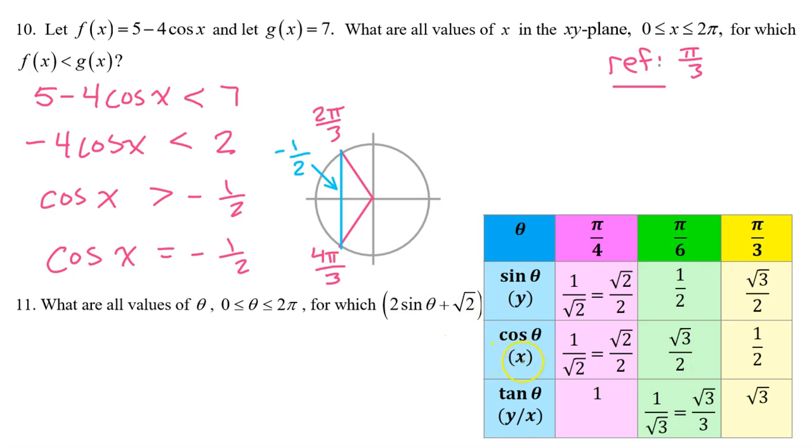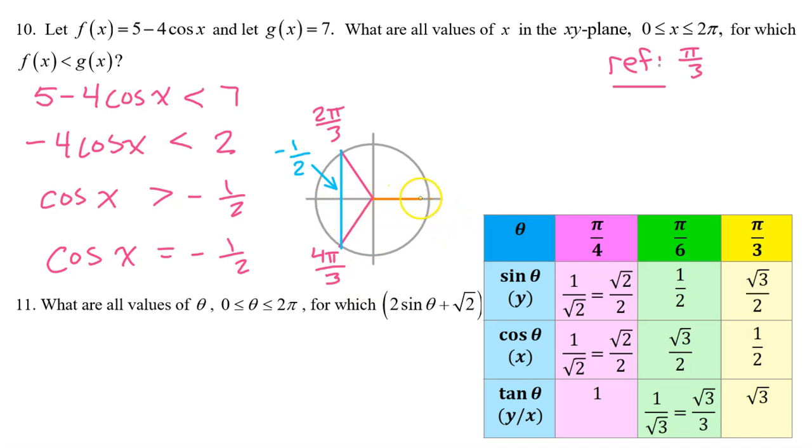Since cosine gives the horizontal displacement on the unit circle, this blue line represents a horizontal displacement of -1/2. We are looking for where the horizontal displacement is greater than -1/2. So we are looking for angles where the endpoint will be to the right of this blue line. Since the domain goes from 0 to 2 pi, we need to begin our rotation at 0 and then move towards 2 pi.